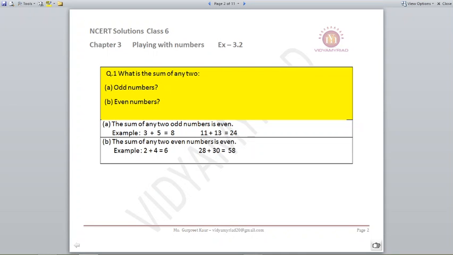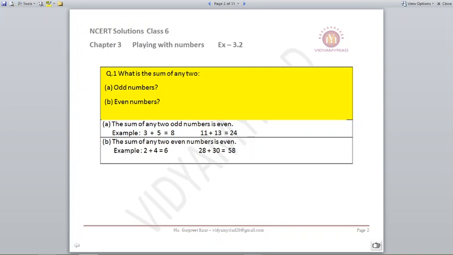What is the sum of any two odd numbers or even numbers? Let us take examples to find out. Take two odd numbers and see what the result is. I have taken 3 plus 5. Do the addition, you will get 8 as your answer. 8 is an even number. 11 plus 13, both are odd numbers. Their answer is an even number. So we can say that the sum of any two odd numbers is even.